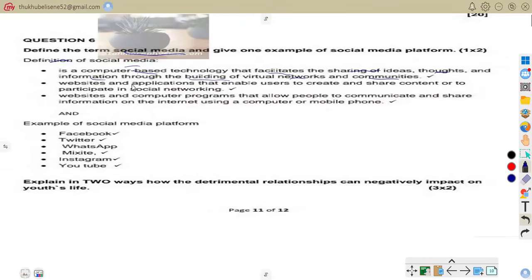So websites and applications that enable users to create and share content or to participate in social networking. Also, we're talking about websites and computer programs that allow people to communicate and share information on the internet using a computer or mobile phones. And the examples of social media, you can talk of Facebook, WhatsApp, Instagram, YouTube. You can even talk of Twitter.